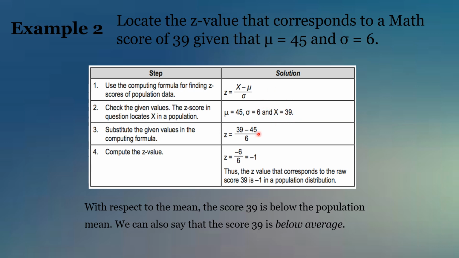Okay, so compute natin or substitute natin dun sa formula. So, yung ating x or yung given score is 39. So, 39 minus, yung mean is 45, over 6.